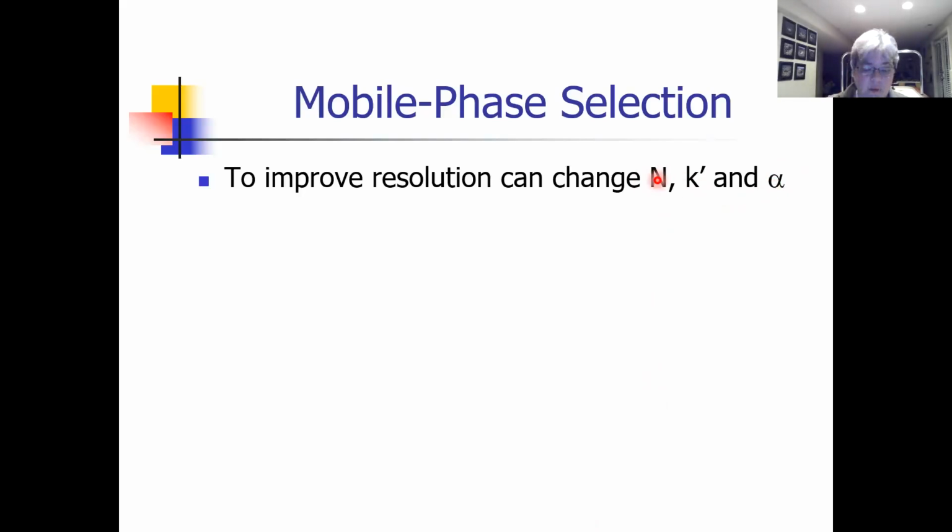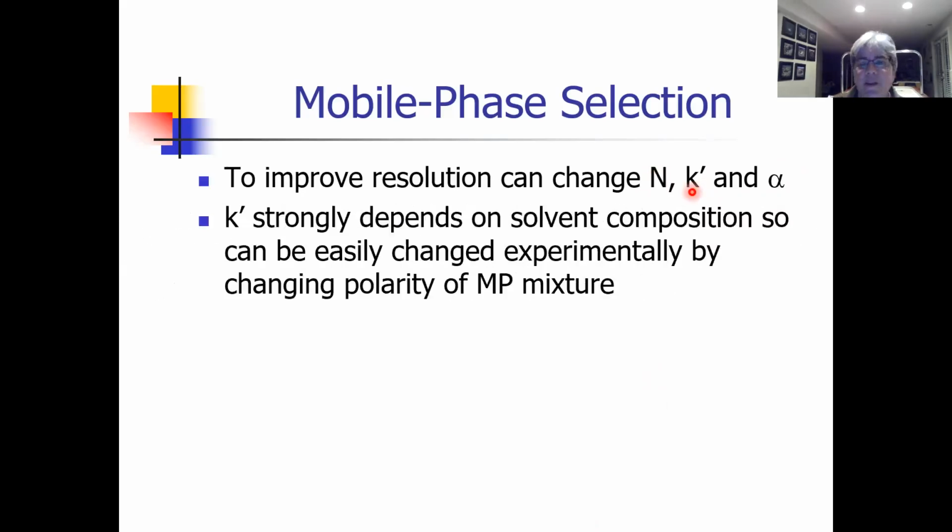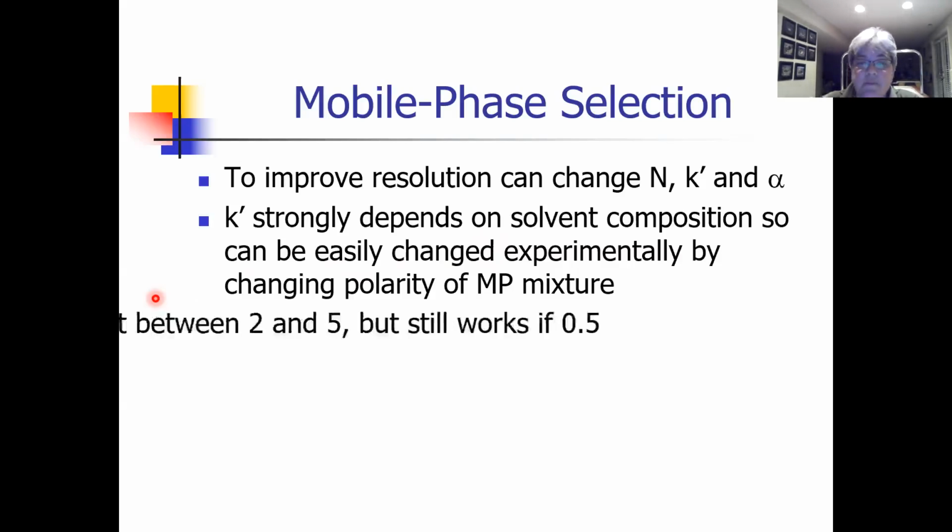So to change N, we can change L, but that means buying a new column, and that's expensive. So often we focus on trying to change retention factor. And the retention factor is very related to solvent composition. If you change a solvent composition, meaning if you change the ratio of a solvent, you will greatly affect your separation simply by changing the polarity of that mobile phase.